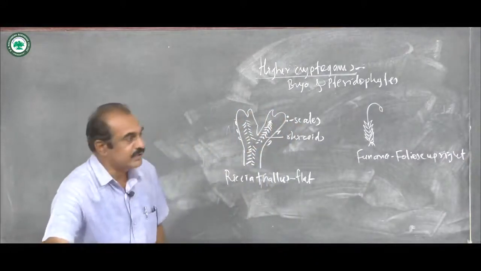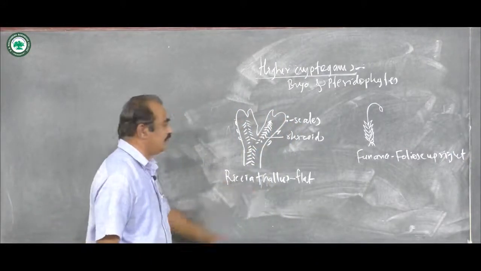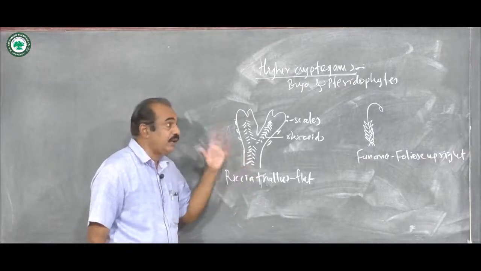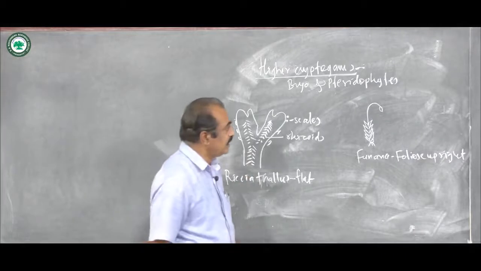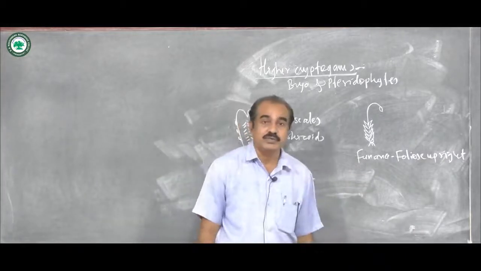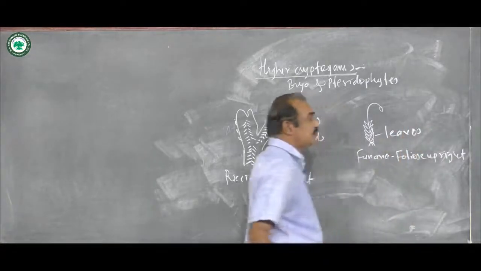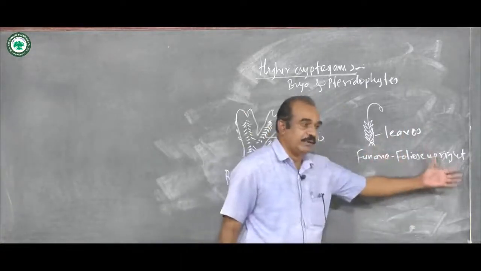these are the two different examples from the bryophyta. First, that is the Riccia. Now, it is thallus-like, it is completely thallus-like, it is thalloid and it is flat. But another example, that is the Funaria, it is foliose, it shows the leaves also. It shows the leaves also and it is foliose and upright.